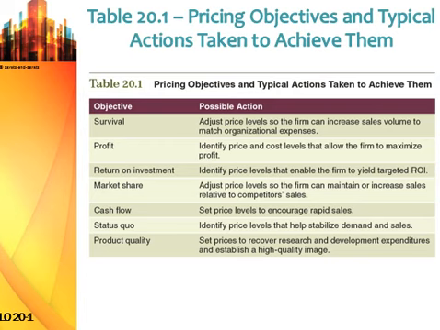Here we can see a list of pricing objectives and typical actions taken to achieve them. And here, market share, this is the Korean method, and some other countries also use this method, like Japan. Adjust price levels so the firm can maintain or increase sales relative to competitors' sales, which means trying to undercut the competitors' prices as much as possible.